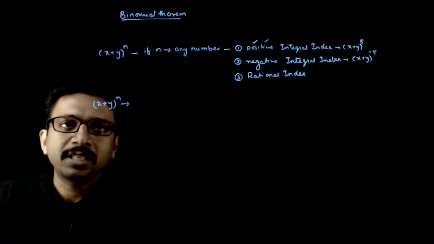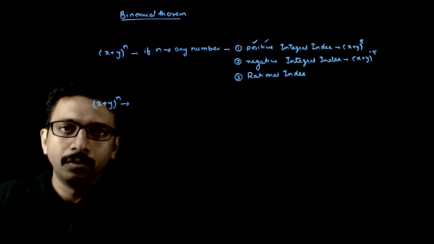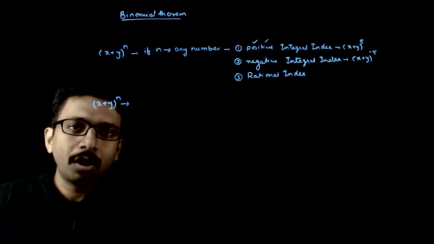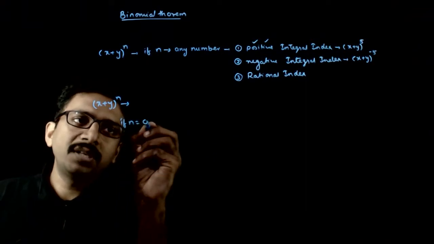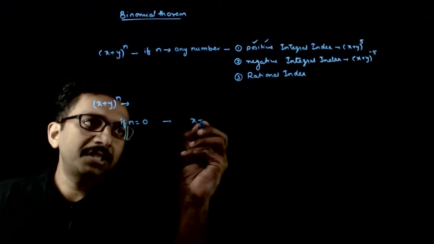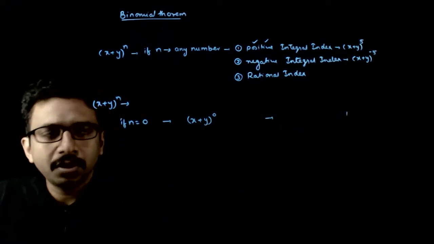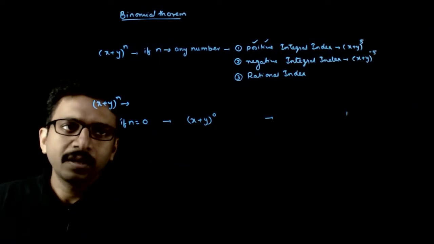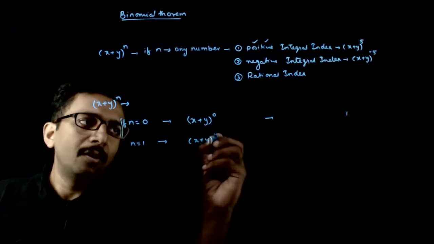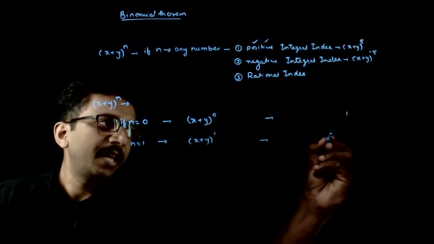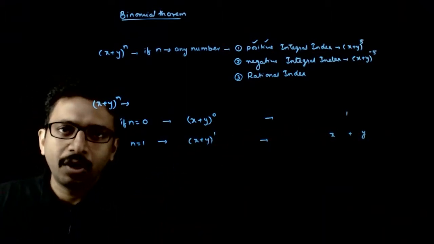So to understand how to expand (x + y)^n for positive integral index, let us look at the things that we already know. So what are the things that you already know? If n is equal to 0, the expansion will become (x + y)^0, which is nothing but 1. You know that any number power 0 is 1. For n is equal to 1, you also know the expansion (x + y)^1, that is x + y. There is no doubt about it.